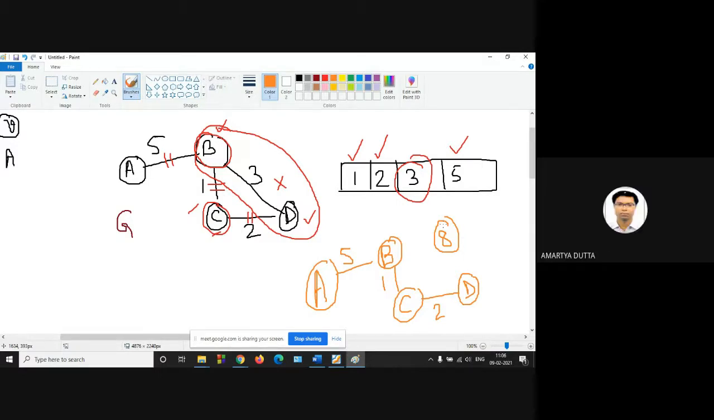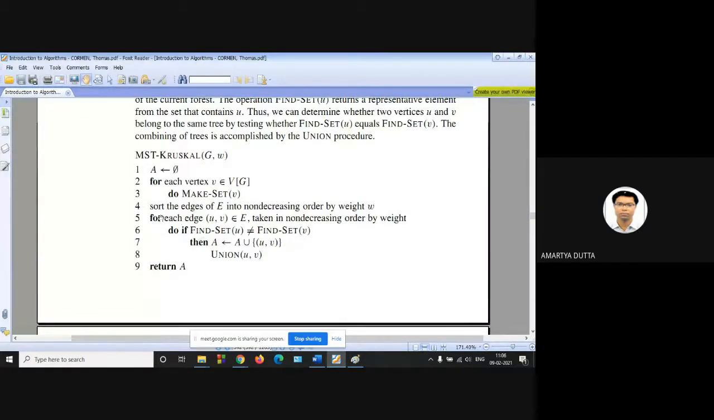No, sir. I will explain with another example. Every time, first we have to sort the edges, and every time we have to take the edges in non-decreasing order by weight. Now, line number 6 basically checks whether there exists a cycle or not. If there exists a cycle, discard, otherwise add. Line number 7 means add this UV in A and union UV.